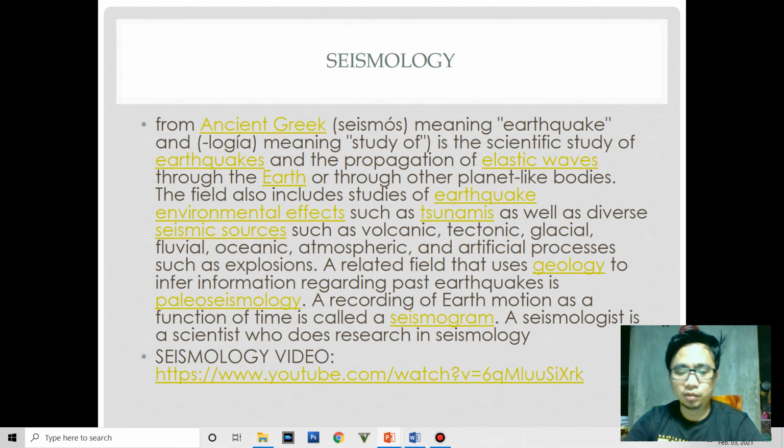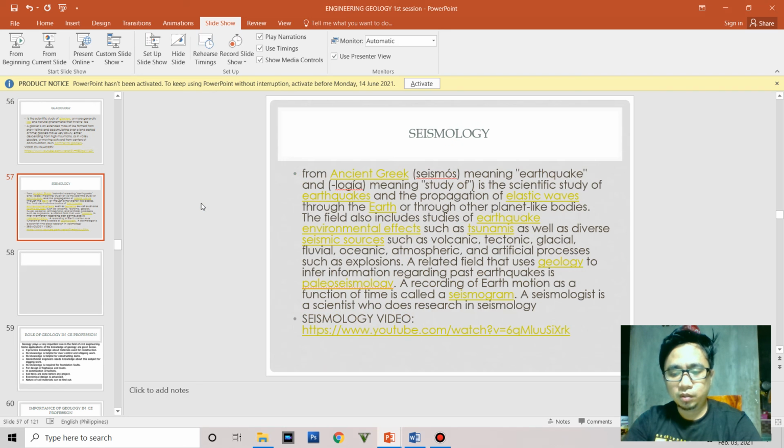Okay, so actually there are some structural codes pertinent to earthquake design. Our structures nowadays should be earthquake resistant, designed as earthquake resistant structures. Okay, so this ends our video lecture for today.